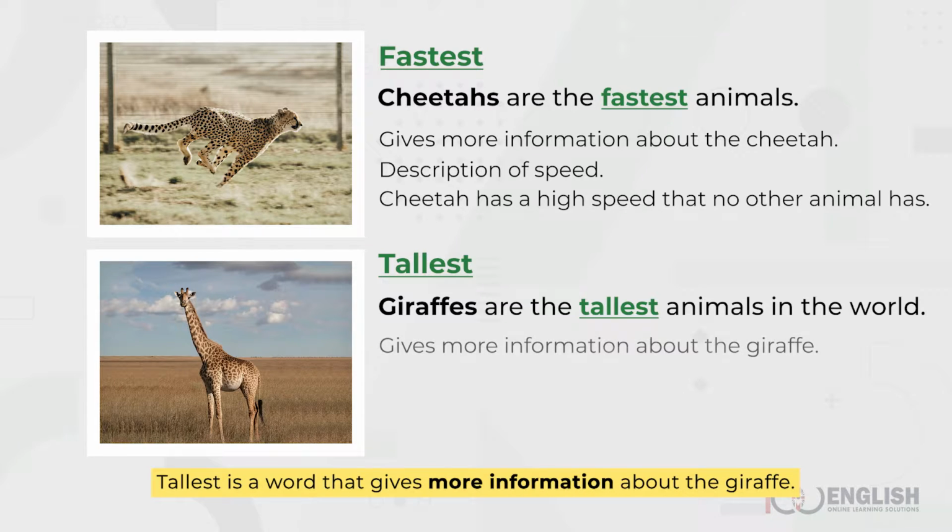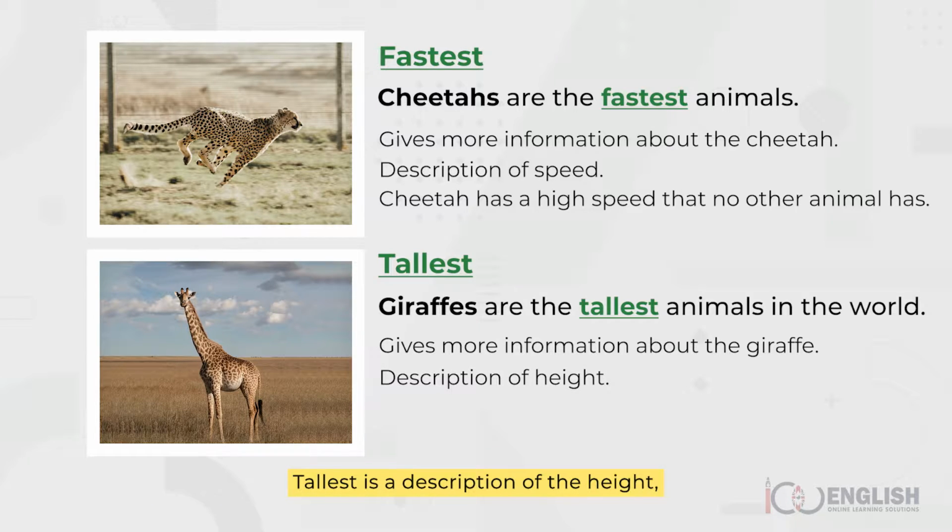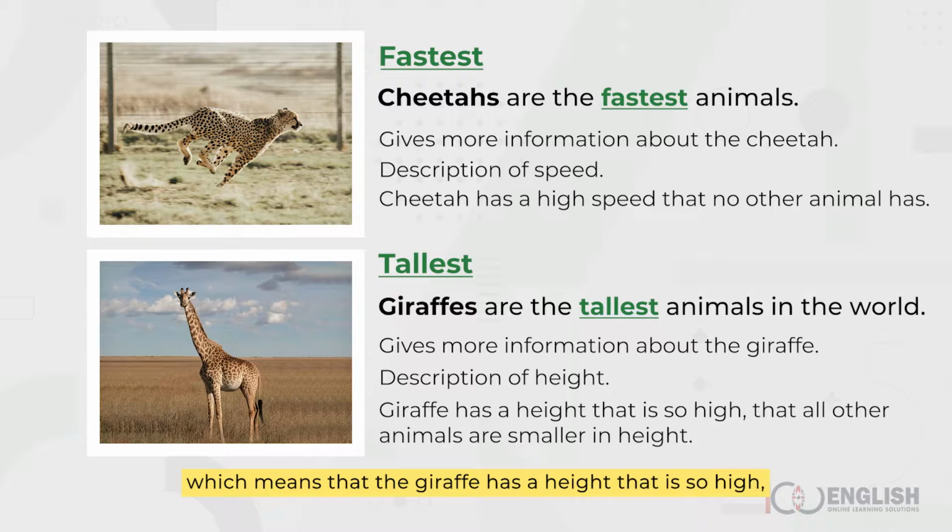What does the word tallest tell us about the giraffe? Tallest is a word that gives more information about the giraffe. Tallest is a description of the height, which means that the giraffe has a height that is so high that all other animals are smaller in height.